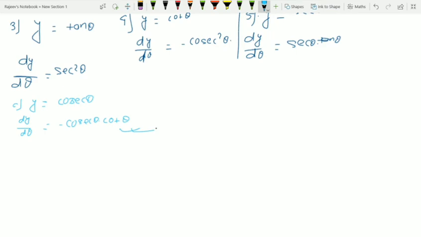Done, buddy? Okay. After that we will discuss the differentiation of composite functions, or simply you can say differentiation by chain rule. Then we will study the application of differentiation. So I think you have got each and every point clearly.